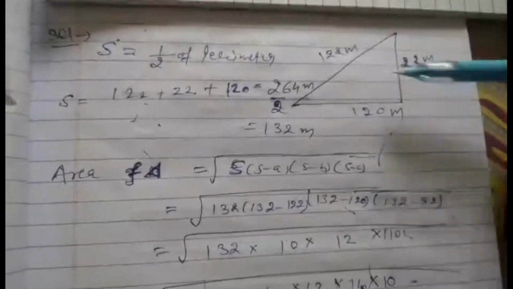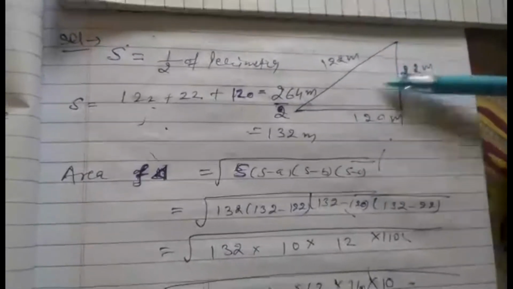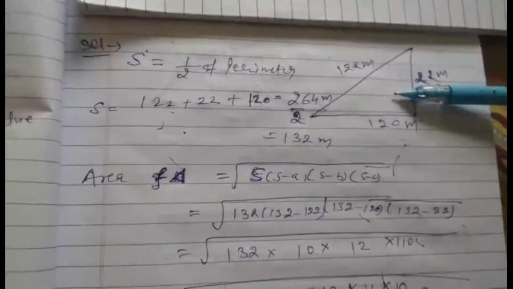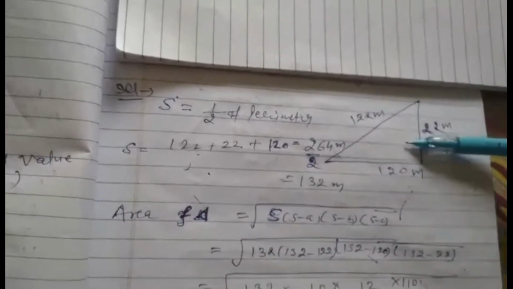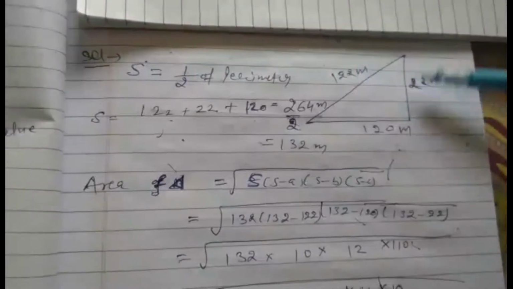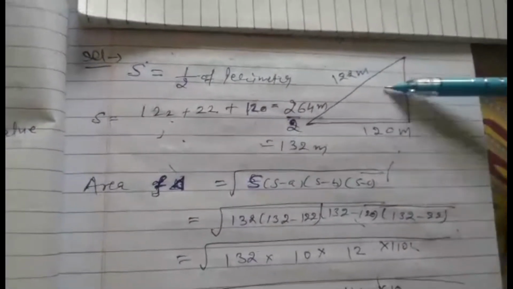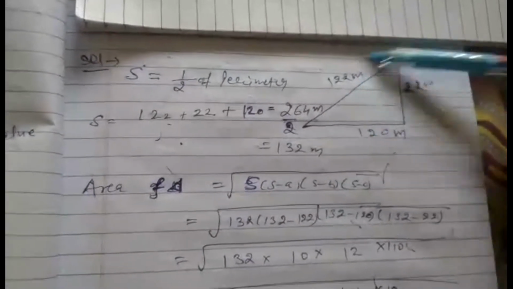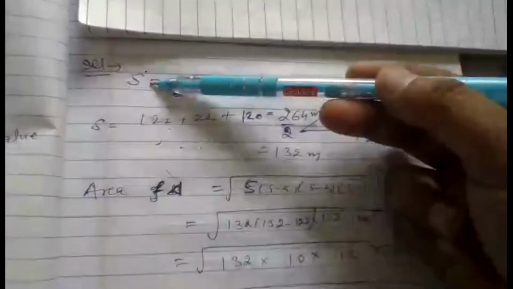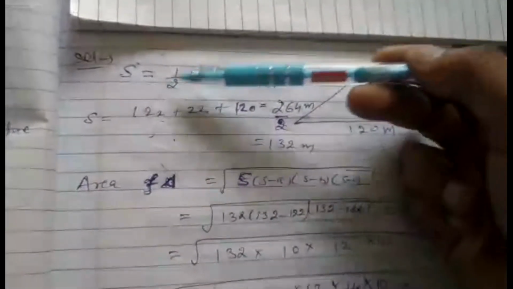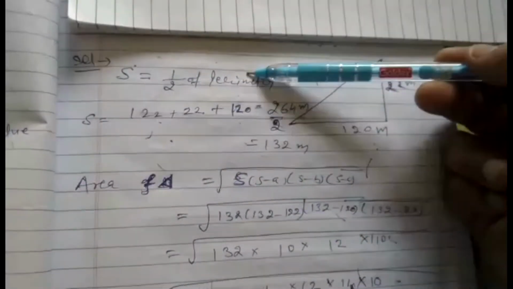So let's see the solution. This is the triangular side wall of a flyover, and the length of its sides is given. Now we need to find out the area of this triangle. So firstly we will find S, the semi-perimeter. Semi-perimeter is half of perimeter.